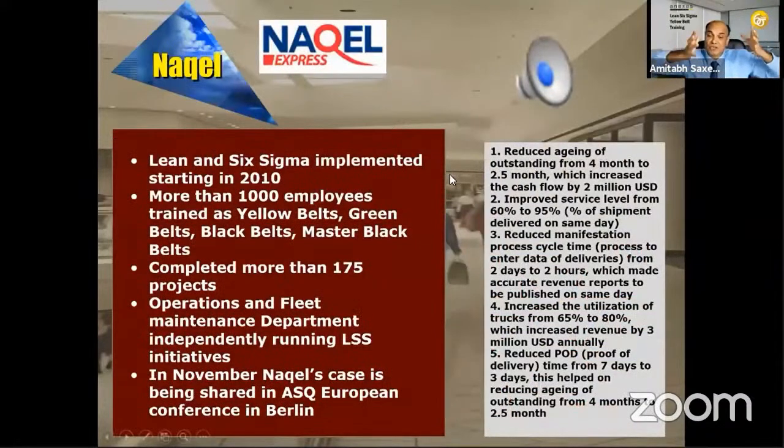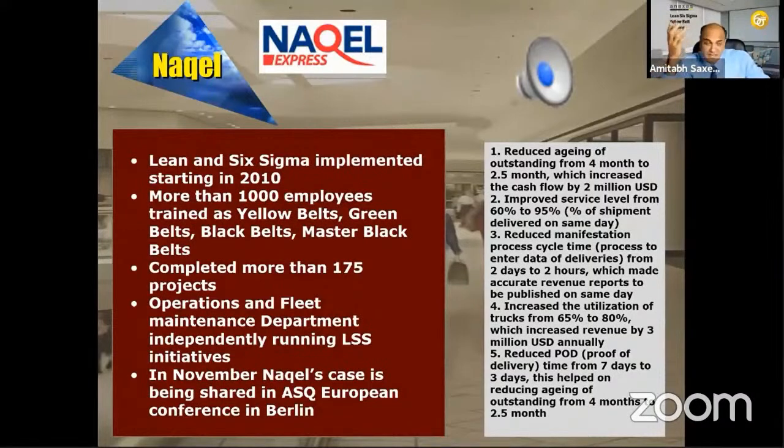This was one wave. We choose some projects, let's say 10, 15 projects. These people get trained, they execute the projects. That is one wave. The second wave after that will deliver 15 more projects. This continues year on year.